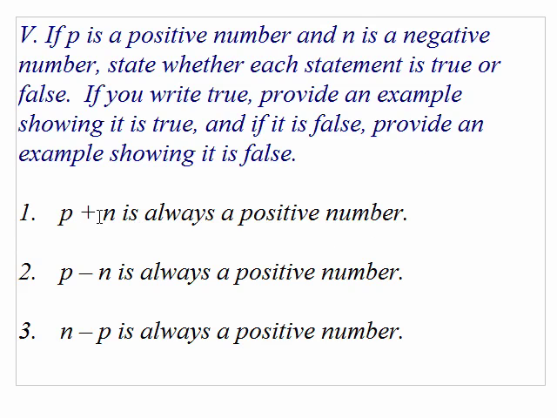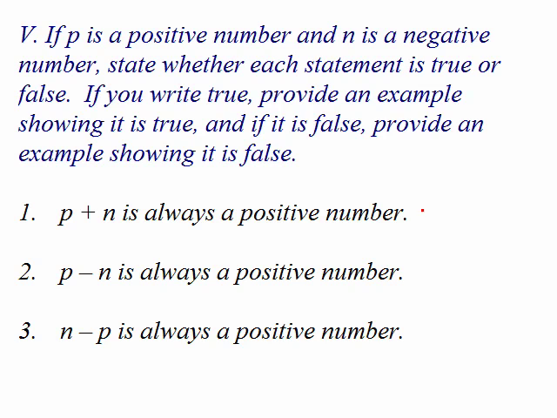A positive number plus a negative number. Is that always positive? No, because if the negative number has a larger absolute value, it's not going to work. So this should be false, and you should be able to come up with a negative number and a positive number that when you add them up, you'll end up with a negative number.